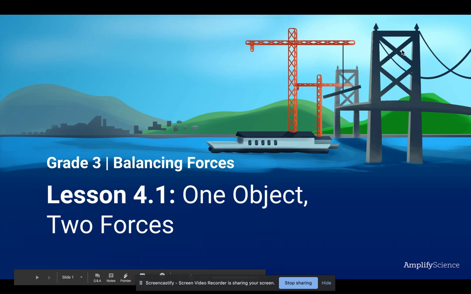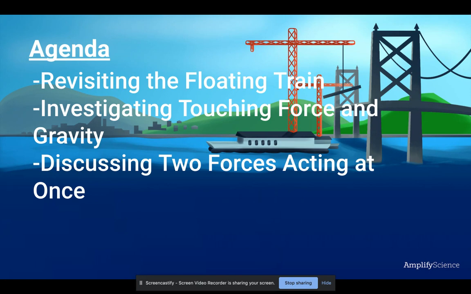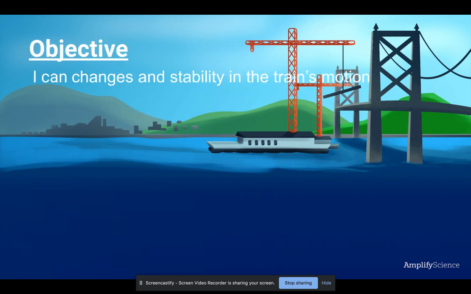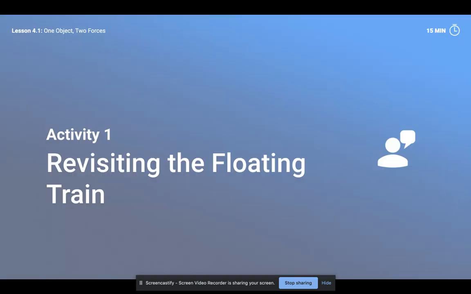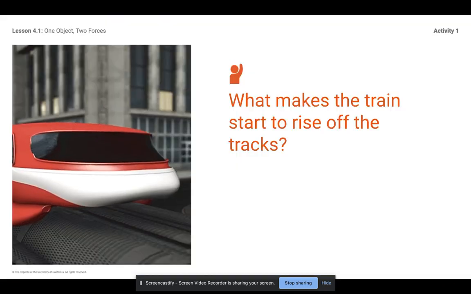Hey friends, we are on lesson 1 of our new chapter, chapter 4. Today we're going to be looking at one object with two forces. Today's agenda is we're going to revisit the floating train, we're going to investigate touching force and gravity, and then we're going to discuss two forces acting at once. Today's objective is I can change the stability in the train's motion. So our first activity is going to be revisiting the floating train.